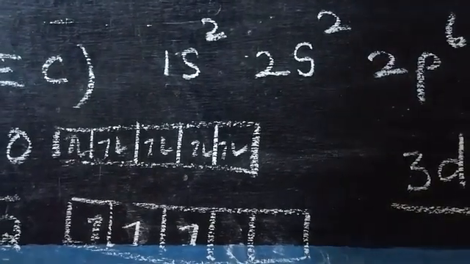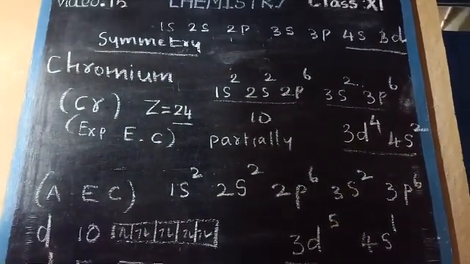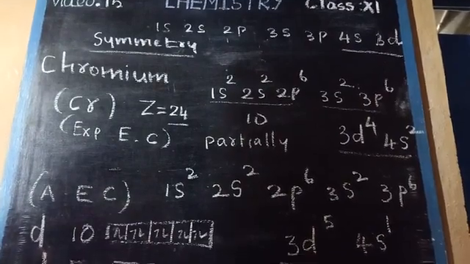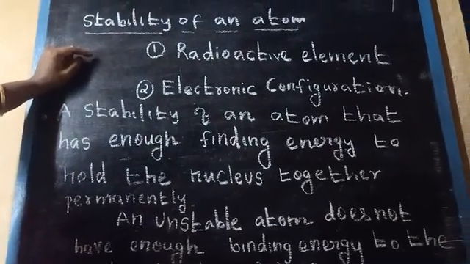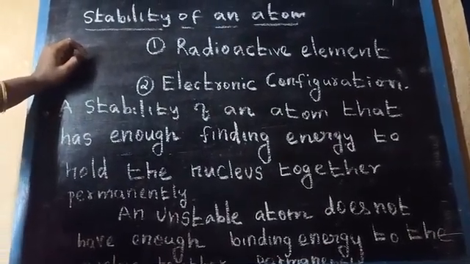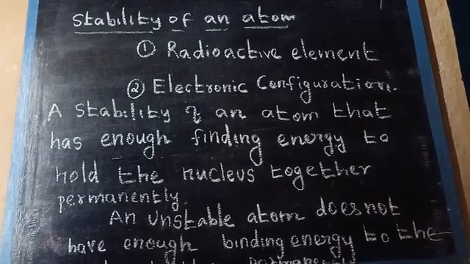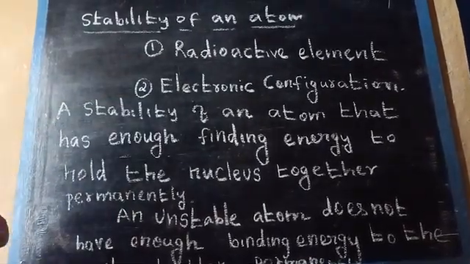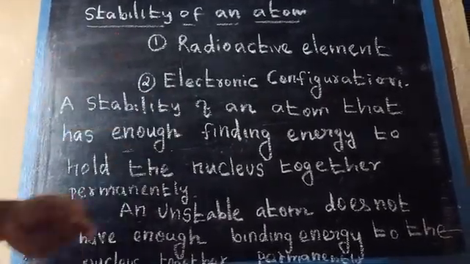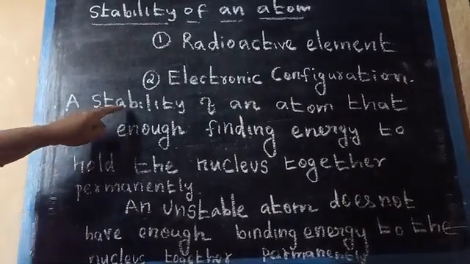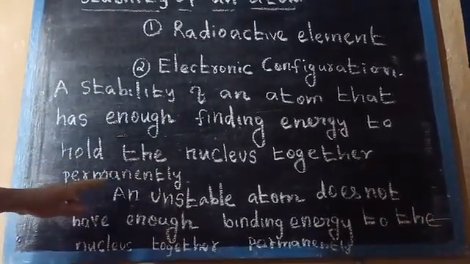Okay children, so now talk about the stability concept. The word stability is used in chemistry in two places. One is the radioactive part and another one is electronic configuration. Now talk about the stability of an atom: the atom is stable or unstable, that's all. This is decided in two ways. One is based on the radioactive element concept, and another one is electronic configuration. Based on the radioactive element, see the definition: a stable atom has enough binding energy to hold the nucleus together permanently.